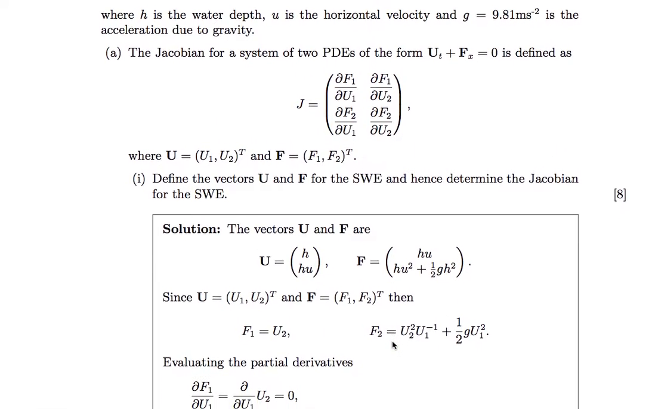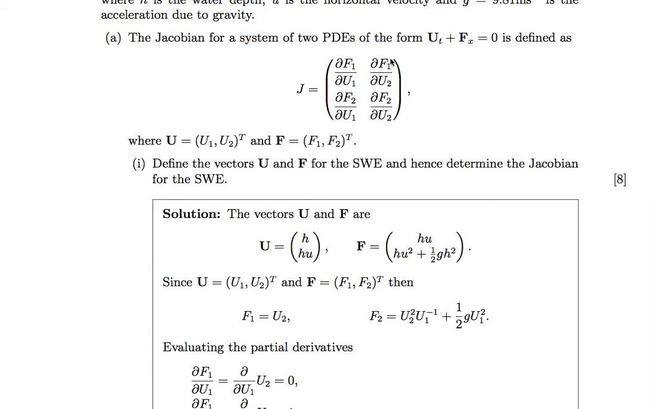Okay, if we have a look at this, the definition of the Jacobian is in the form of derivatives of f1 and f2 with respect to u1 and u2. Okay, so u is made up of two components, u1 and u2. So u1 is h, and u2 is hu, and similar for f. So f1 and f2, where f1 is hu and f2 is hu squared plus a half gh squared.